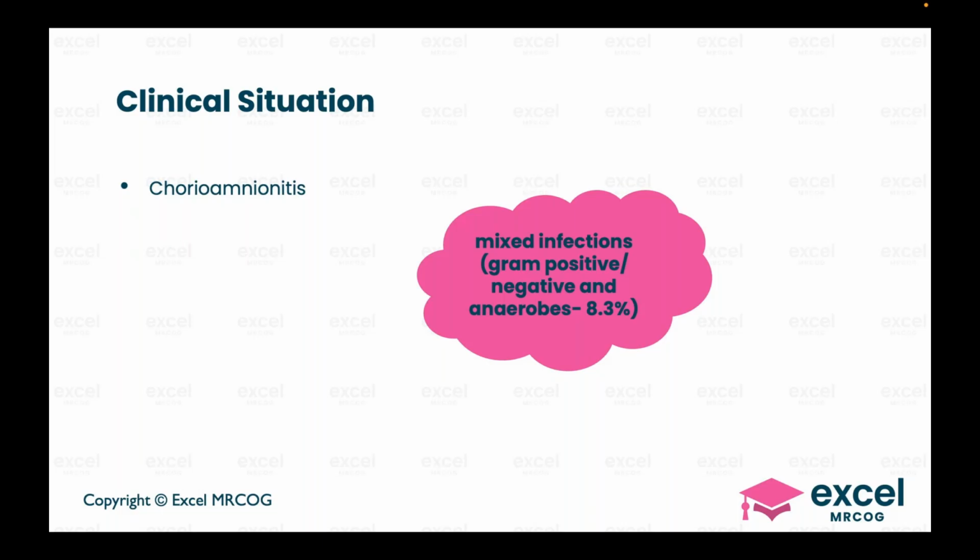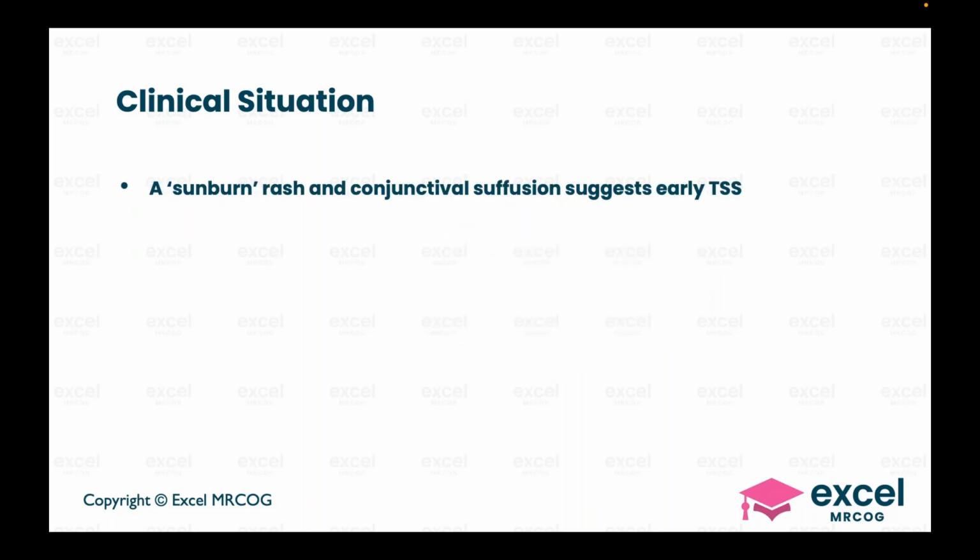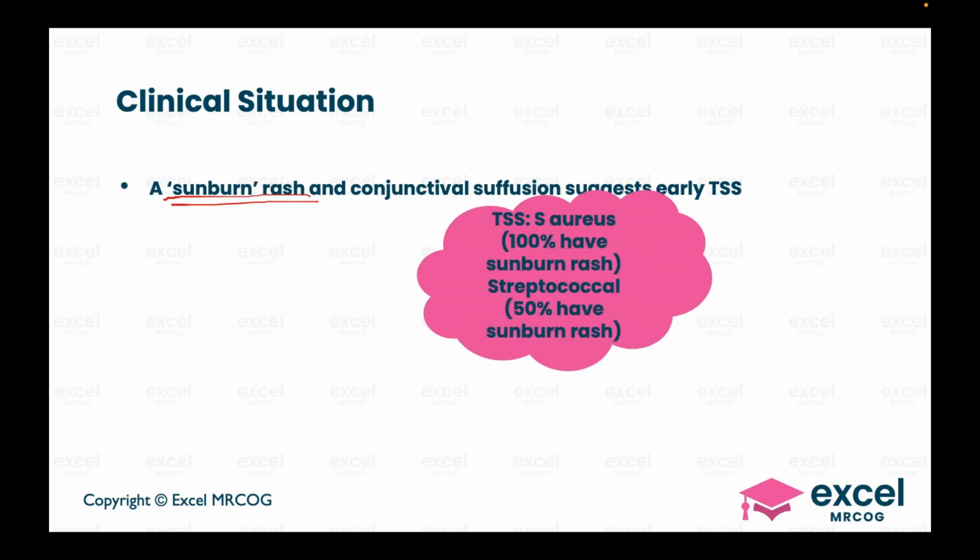Okay. This is something that is repeatedly mentioned in the guideline. What is this? Conjunctival suffusion and sunburn rash is associated with toxic shock syndrome, yes, toxic shock syndrome with staphylococci, that is Staph aureus. 100% of them would have sunburn rash. So it is like mottled appearance of the skin. And in streptococcal, 50% have sunburn rash. And this is given in this particular guideline.